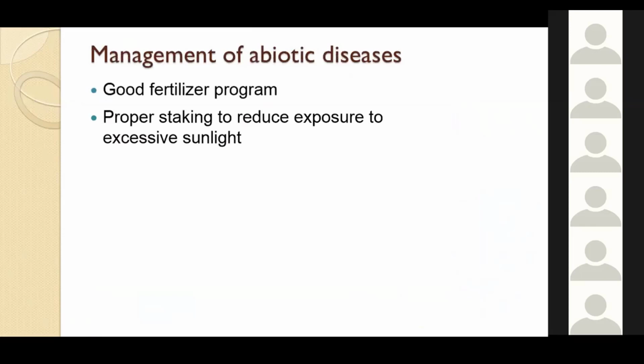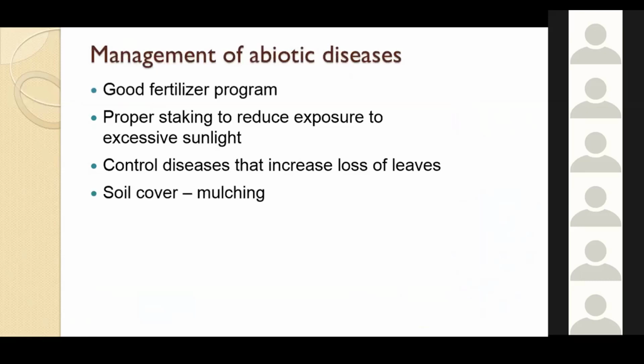Also, if you do any staking, proper staking can really reduce the exposure to excessive sunlight. And so you may not tend to get those issues with sun scald if you do proper staking. If you're able to control any biotic diseases, that tends to decrease our abiotic diseases. A lot of our foliar diseases will lead to a loss of leaves. As we lose those leaves, the plants have lost some of their photosynthetic potential. So if we're able to control those foliar diseases, that can increase the overall health of the plant as well.